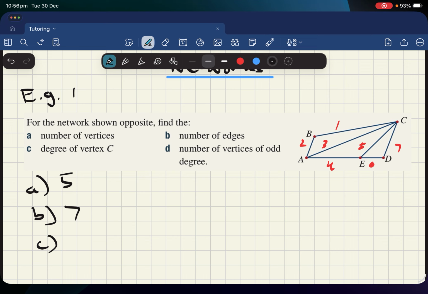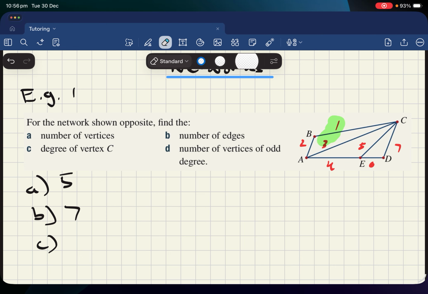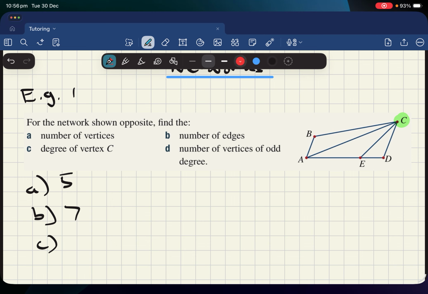Now for part C, it's asking us for the degree of vertex C. If we just consider vertex C, that is this one over here, we're trying to find the degree of this vertex. Thinking back, the degree means how many edges are connected to this particular vertex. So we can see that C is connected to D, that's the first, second to E, third to A, fourth to B. So the degree of vertex C is 4.